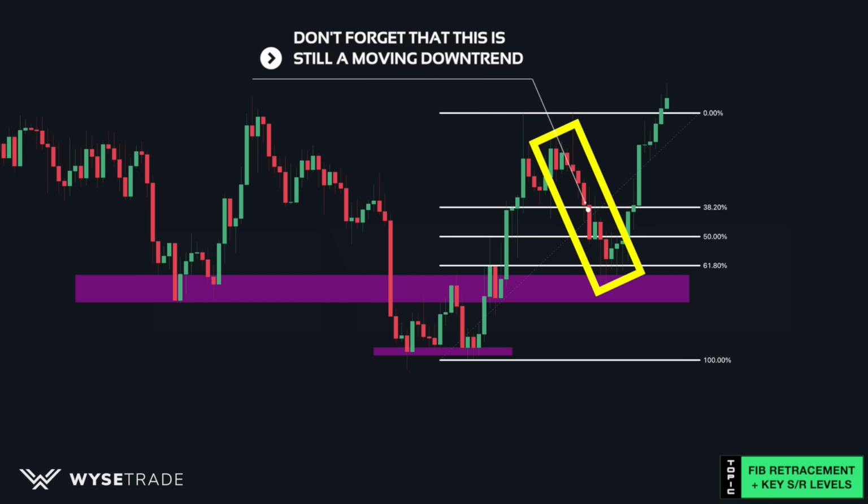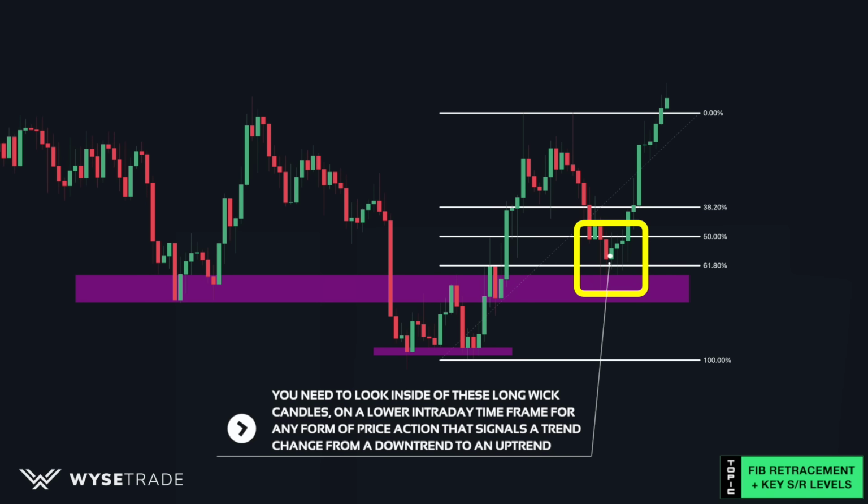So what you need to do is look inside of these long wick candles, but on a lower time frame, for any form of price action that signals a trend change from a downtrend to an uptrend. Let's then pull up the intraday time frame and put it beside this one.